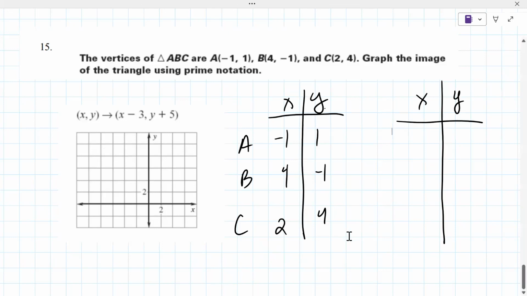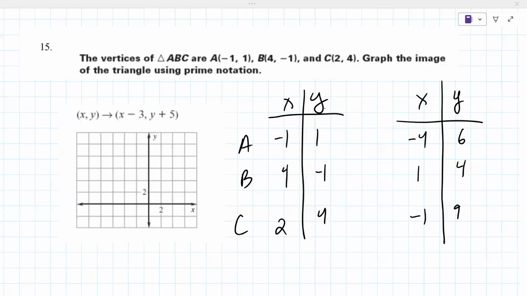Okay. So A prime is -4 and 6. B prime is 1 and 4. Good. And then C prime is just -1 and 9. Great. All right. So you said you don't have to graph them, you don't have to put in the points. So yeah, you're basically done here.